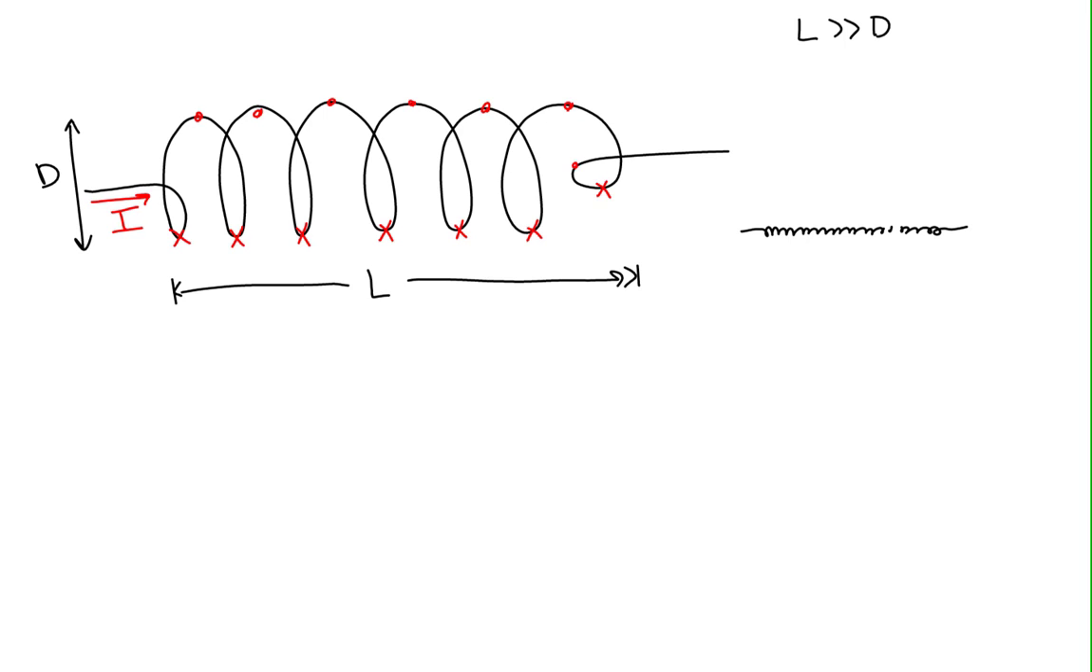Because this solenoid's length is large or long in comparison to its diameter, we know from what we've done previously that the magnetic field is uniform within the volume of the solenoid. And this magnetic field is parallel to the central axis of the solenoid, and the direction is given by the right-hand rule. So here we see that the magnetic field is oriented to the right. Now, outside of the solenoid, the magnetic field is equal to 0.